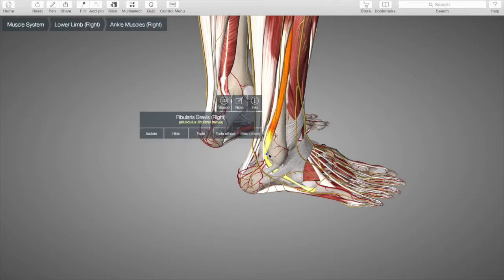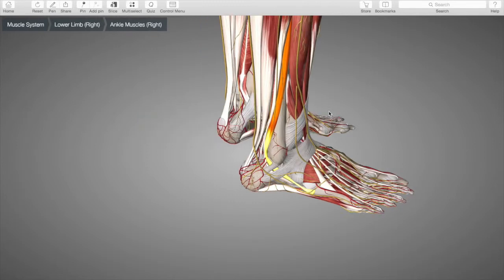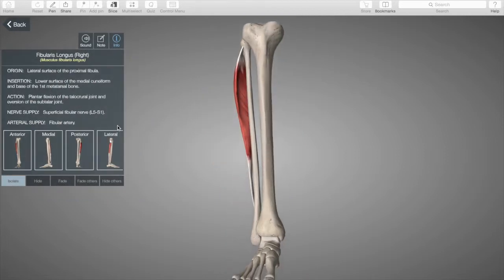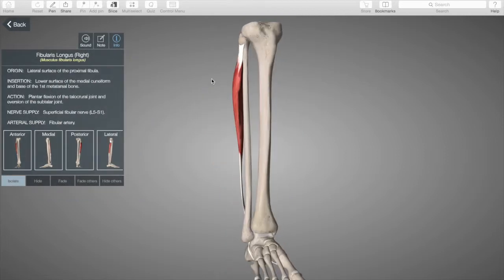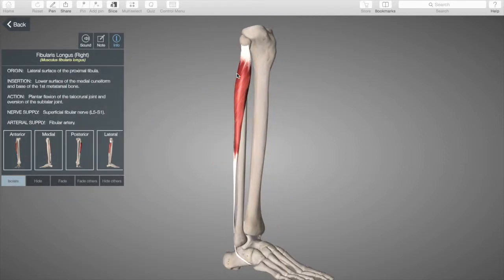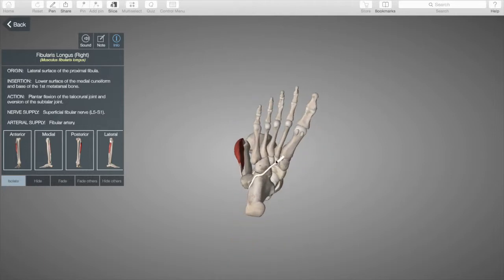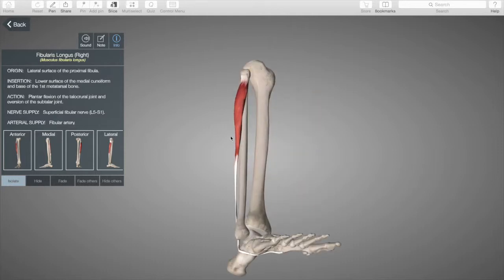Here we see fibularis brevis running actually anterior to fibularis longus, or peroneus longus. Peroneus longus has its origin from the lateral surface of the proximal tibia, and its insertion on the lower surface of the medial cuneiform and base of the first metatarsal bone. This is innervated by the superficial fibular nerve and has its arterial supply from the fibular artery.